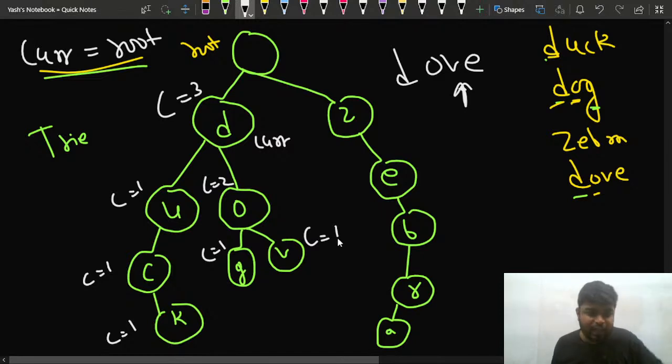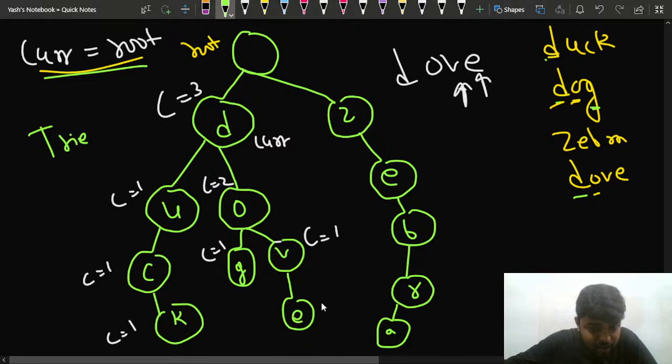Next, I need to insert E. From this V, do I have a node E? No, I don't have it up till now. So I'll insert E and set its counter to 1 as well. This is what will happen. This is how I have constructed a trie data structure.